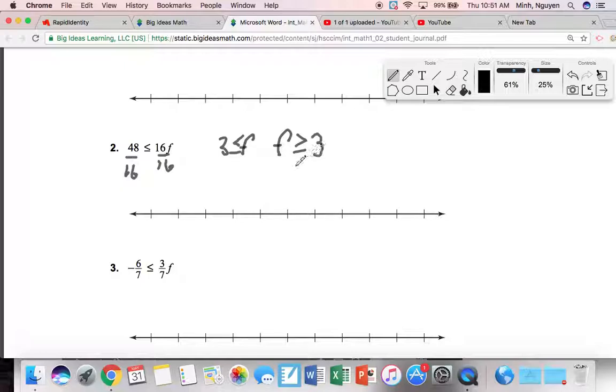So just think, what numbers are bigger than 3? 4, 5, 6, 7, right? So 3, 4, 5, 6. To the left is 2 and such: 2, 1, 0. Because I have an equal sign, I'm going to go ahead and fill this circle, and then I'll just go off to the right.